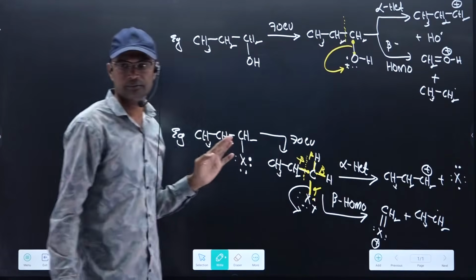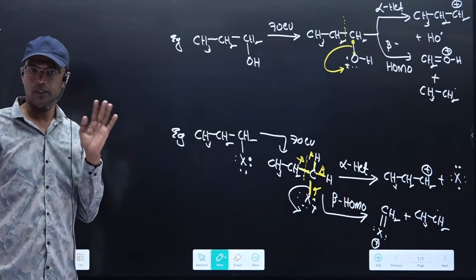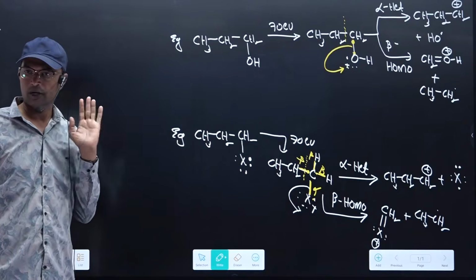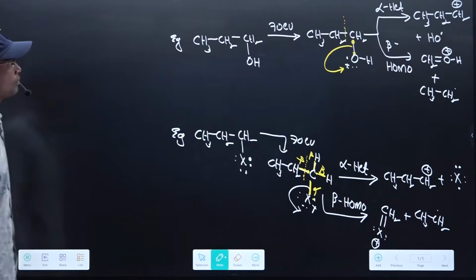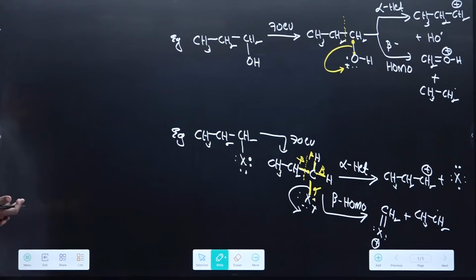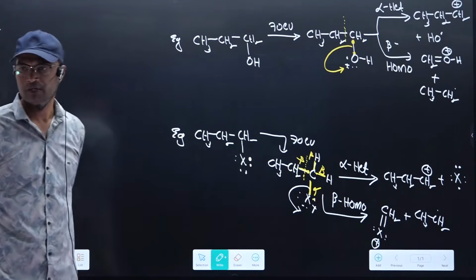In the same way, when heteroatoms are present, oxygen, ether, alcohol, and even amines, two points are common: alpha heterolysis and beta homolysis. The only thing is, if you identify clearly what is the alpha bond and what is the beta bond, the fission points are very easy.